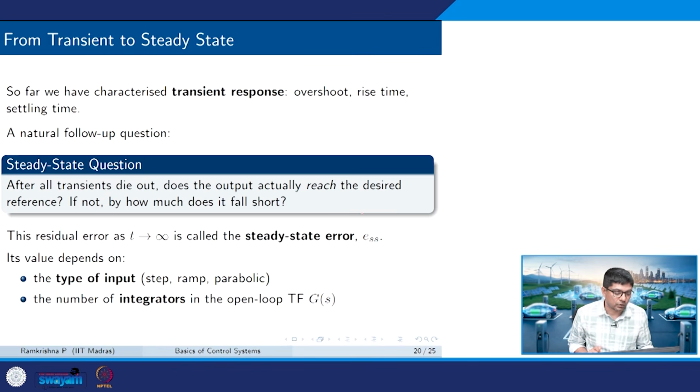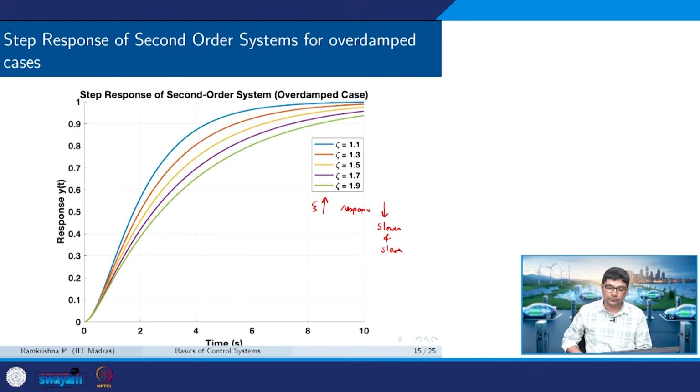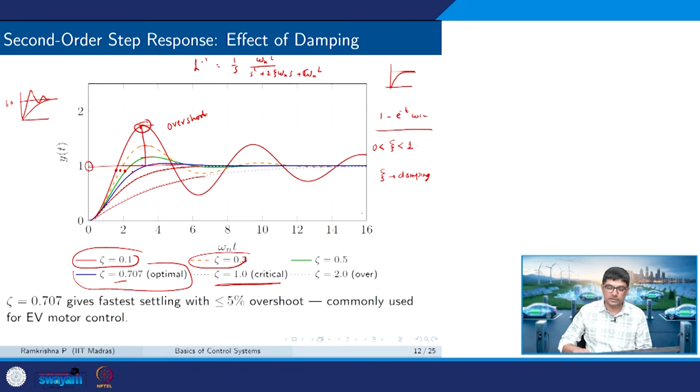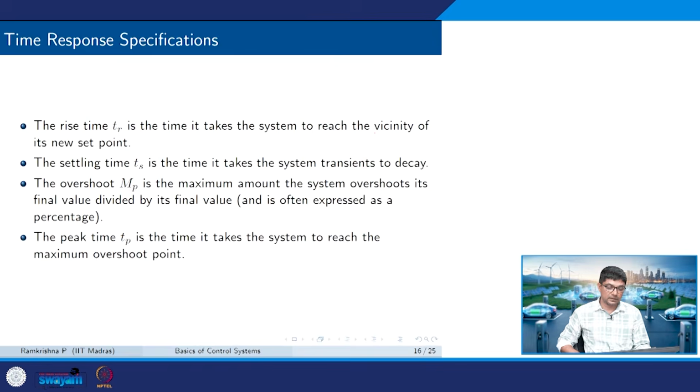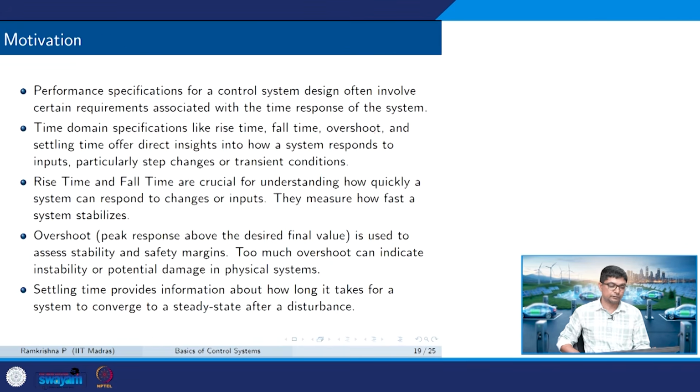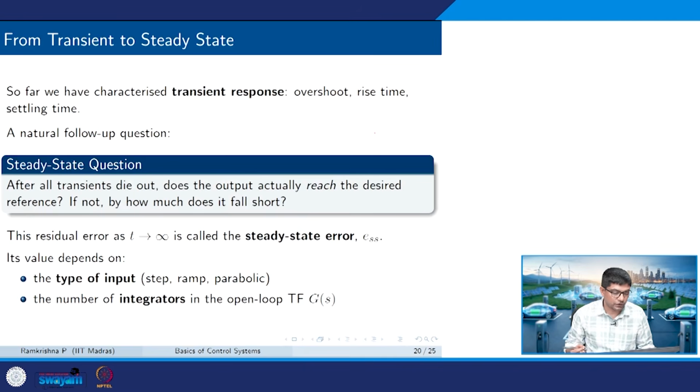Okay. So, what we have done so far is to look at this part of this, right. So, what happens if I go further in time, what happens here? That is called the steady state response. Okay. So, a natural question is, what happens after all the transients die out? Does the system output reach the desired reference, or does it maybe fall short?